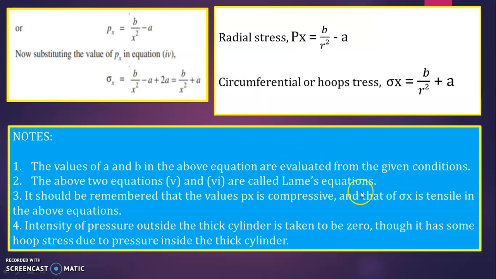These two equations are called Lame's equations, and it should be remembered that the value of Px is compressive and that of sigma x is tensile in the above two equations. The radial stress is compressive and the circumferential stress is tensile. Now, the intensity of pressure outside the thick cylinder is always taken to be 0, although it has some hoop stress due to pressure inside the thick cylinder.